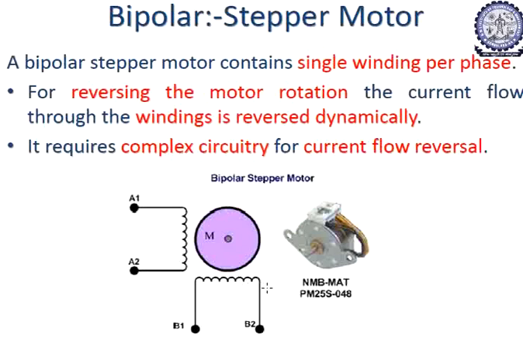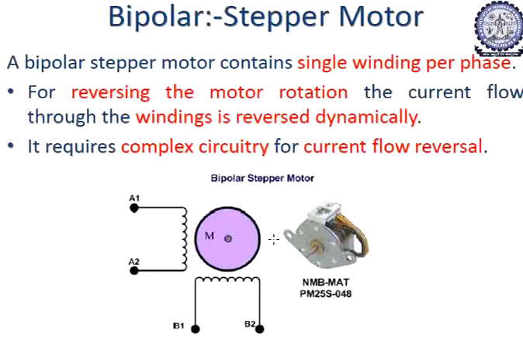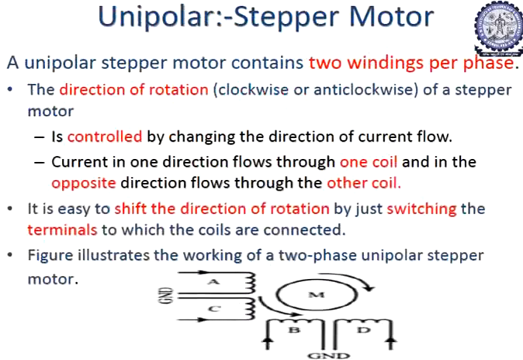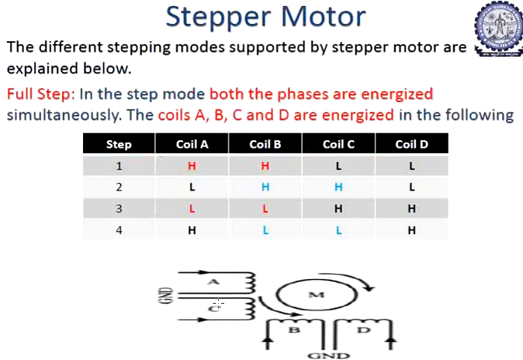So here a single winding per phase is there. Here how many windings per phase are there? 2 windings per phase. Here how many windings are there in a particular phase? Only 1 winding is there. Can you identify? There are 2 windings per phase. A is one winding, C is another winding, B is another winding, D is another winding. So this is completely one phase, this is completely another phase. So in the bipolar, only 1 winding per phase will be there. How many wires are required? A1, A2, B1 and B2. This is an example of that. So here it is also performing the clockwise direction and anti-clockwise direction. Now we'll see how it is happening.